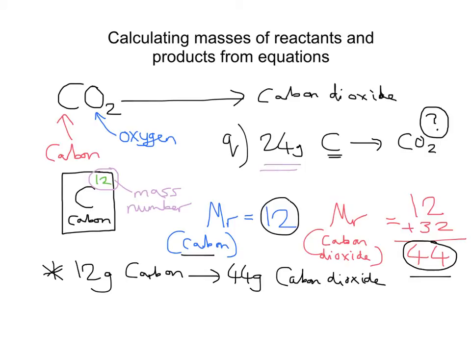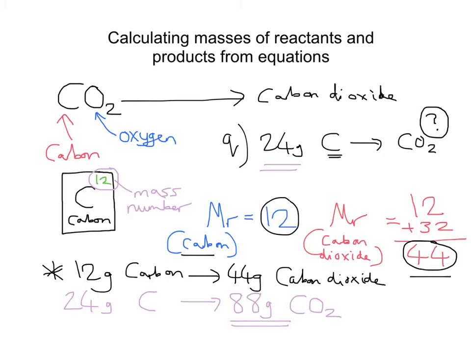24 grams. So if 12 grams of carbon gives 44 grams of carbon dioxide, then 24 grams, we'll just use the chemical symbol this time, of carbon, we can see we've doubled that on the left side, so we'd have double the amount on the right. So that would give 88 grams of carbon dioxide. So for every 12 of carbon, if we're making 44 of carbon dioxide, 24 grams of carbon would create 88 grams of carbon dioxide, and that is your final answer.